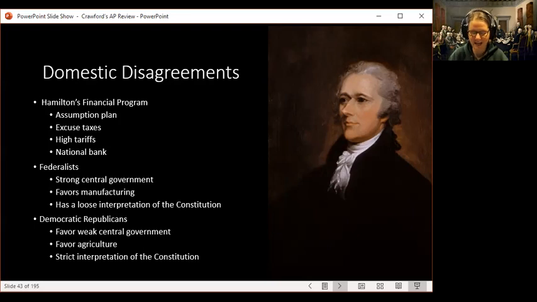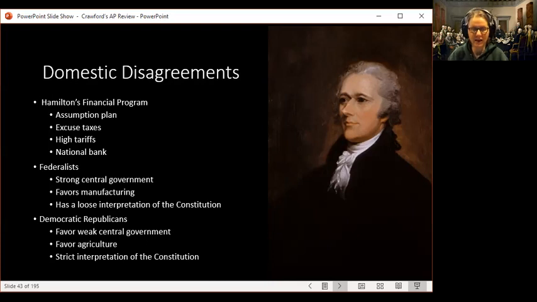So Alexander Hamilton has a financial program, and his financial program is the idea of the assumption plan first of all, then excise taxes, that should say excise, not excuse, I'm sorry, then high tariffs, and a strong national bank. So we take a look at the assumption plan. The federal government was going to assume all states' debts, and this would bind the nation together to improve our credit rating, and that passed.